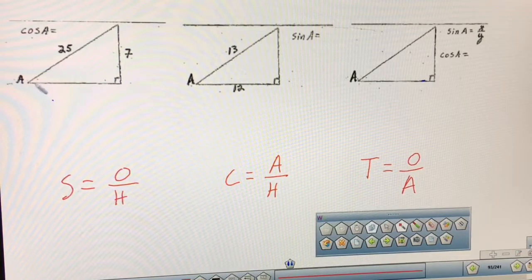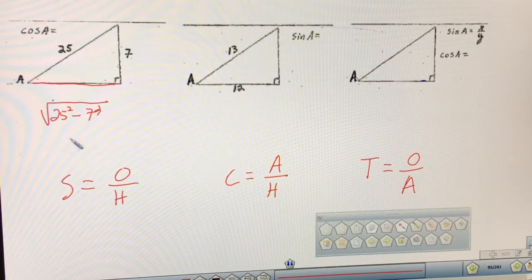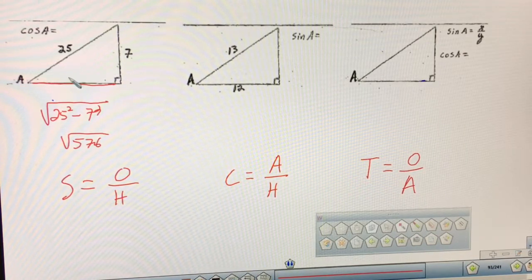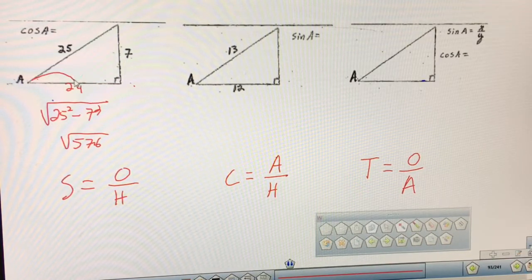Again, I have to use the Pythagorean theorem to find this third side. So that's going to be the square root of 25 squared minus 7 squared. That's 625 minus 49. That's going to be 576. The square root of 576 is 24. Once I have that as 24, I can now do cosine of A is 24 over 25.